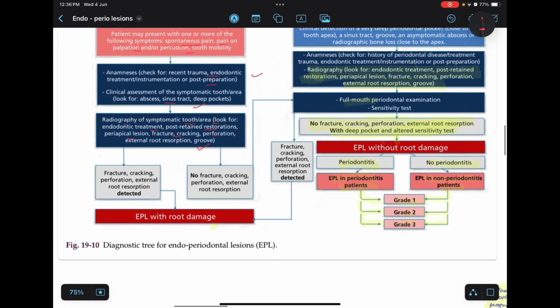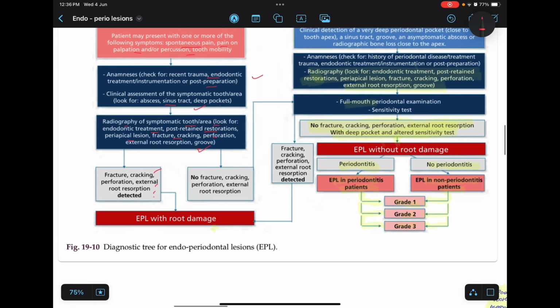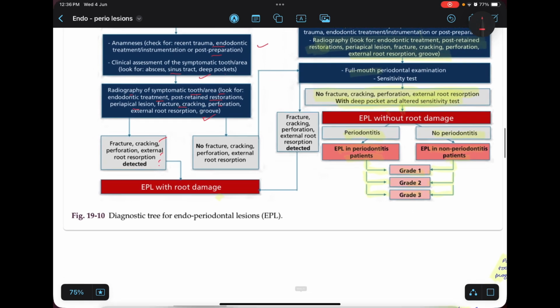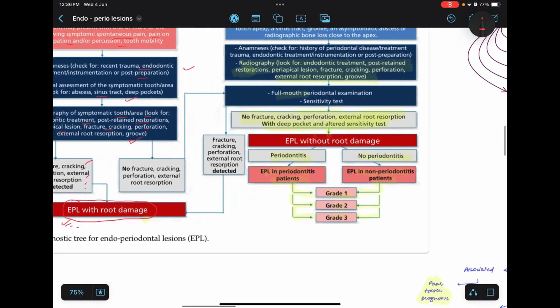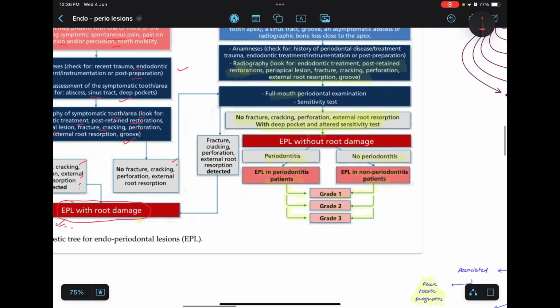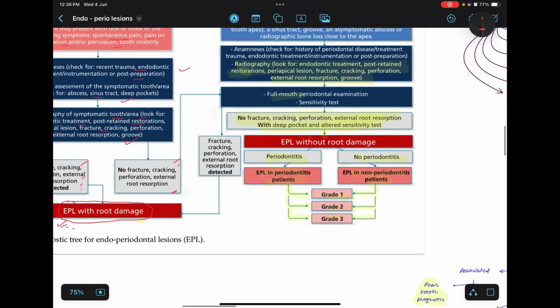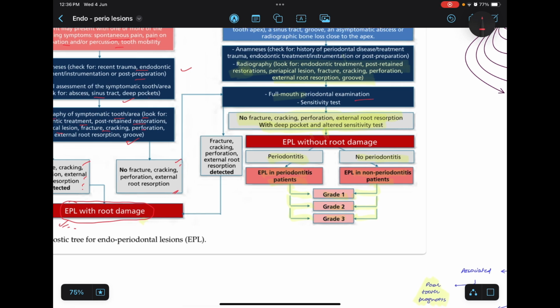In case there is fracture, cracking or perforation, and you find any root pathology, then it is EPL with root damage. Diagnosis done. Then if there is no fracture, cracking or nothing of this sort, then you go for full mouth examination, full mouth periodontal examination and sensitivity test.